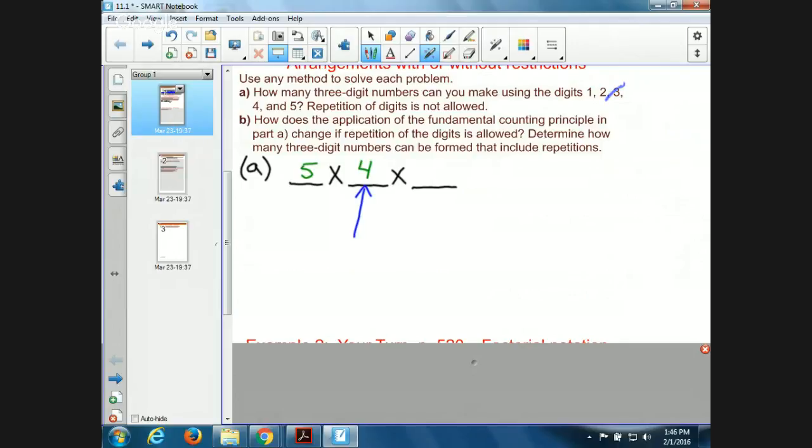Likewise, I've used up a digit when I placed a number in the second spot. So now I'm down to 3 digits to choose from. Overall, to solve A, how many 3-digit numbers? 5 times 4 times 3. That's 20 times 3, it's 60. You should be able to do these problems without a calculator. So you could write a sentence down. 60 ways to make 3-digit numbers without repetition.